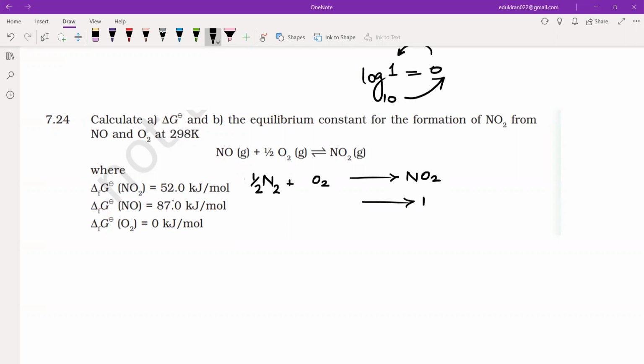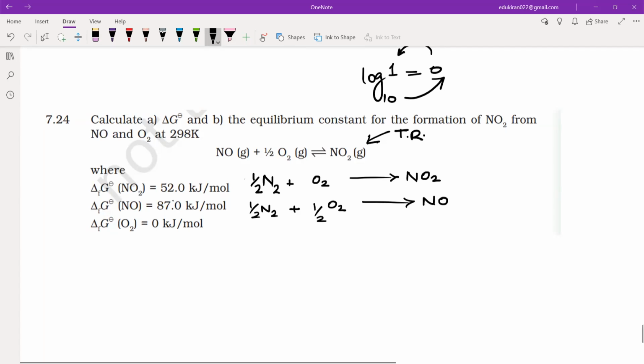What about NO? NO is formed from half mole of N2 plus half mole of O2 gas. Okay. So now you tell me, we have these two reactions given, and then we have a target reaction. याद आ रहा है थोड़ा thermodynamics? We have a target reaction and two reactions are given. Now you tell me, NO2 is in the product or reactant in the target reaction?